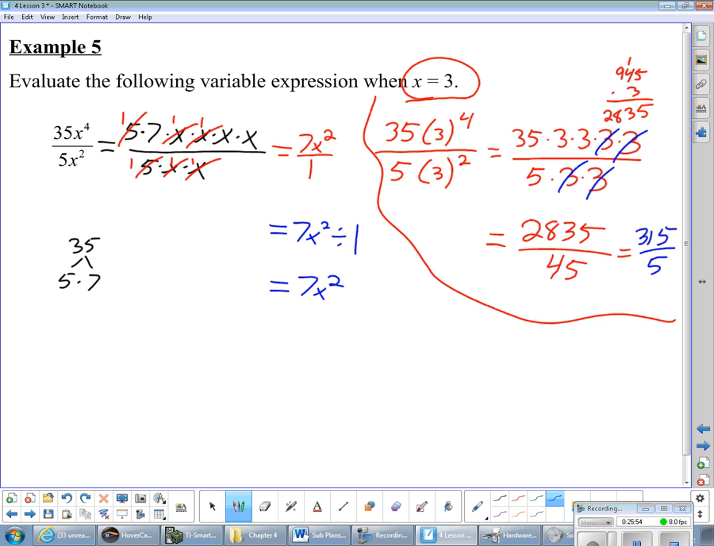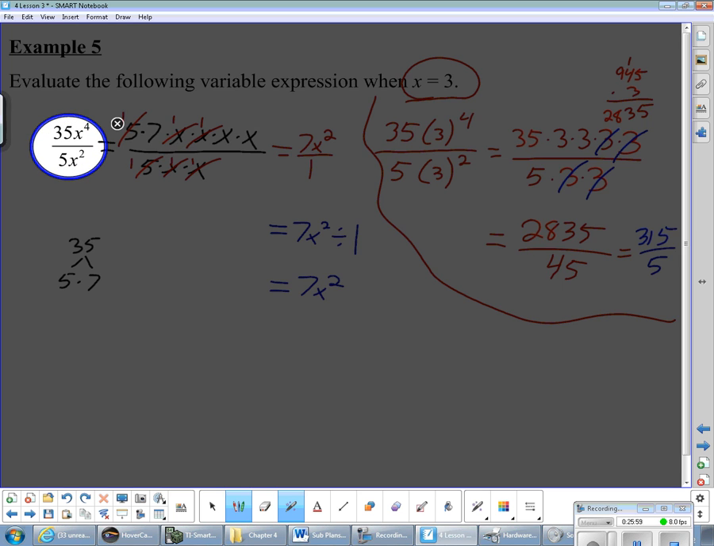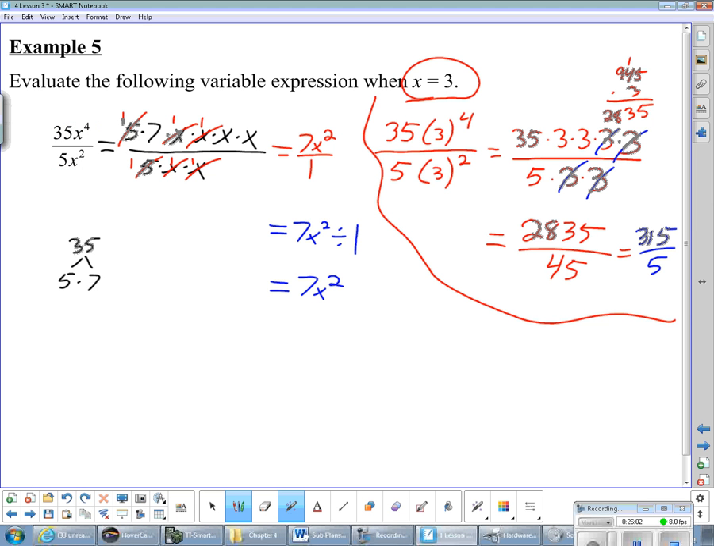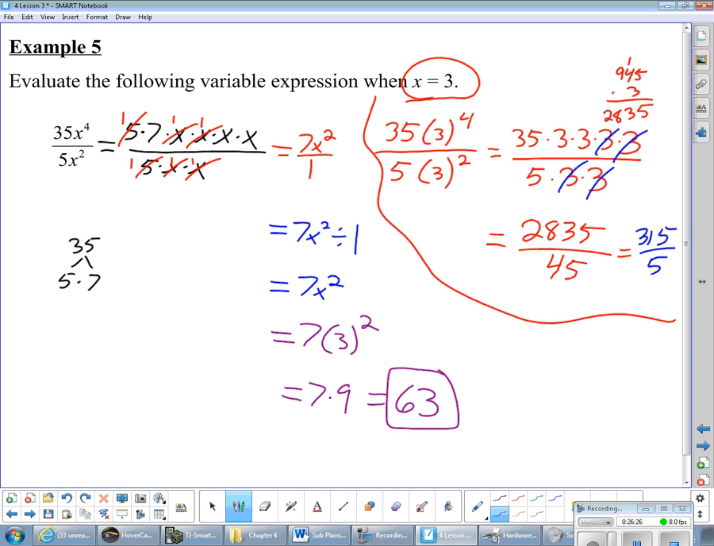We have just taken this number here, and we've reduced it down to being 7x squared. And so now what we can do is simplify that by putting the 3 in for the x. Now, order of operations, we do the exponents first. 3 squared is 9, and then you take 7 times 9, and you get 63. And you might be wondering, how is that the same as 35 x to the fourth over 5 x squared?